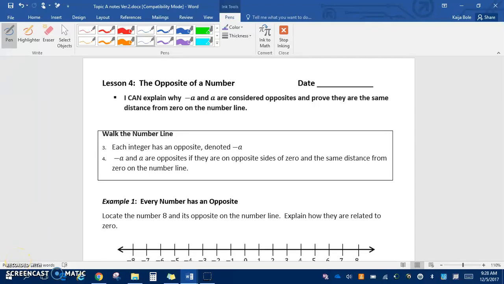Alright, so here we are. We're going to do in this video a combination of Lesson 4 and Lesson 5. So we're going to start off with Lesson 4, which is page 5 in your note packet. And Lesson 4 is about the opposite of a number.